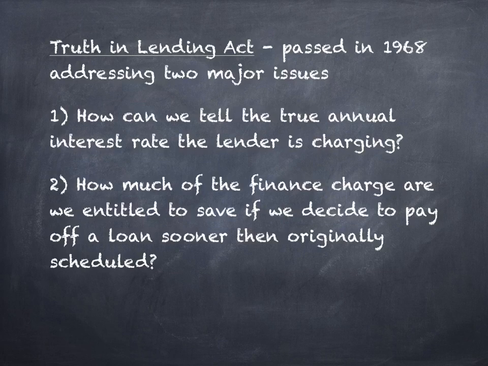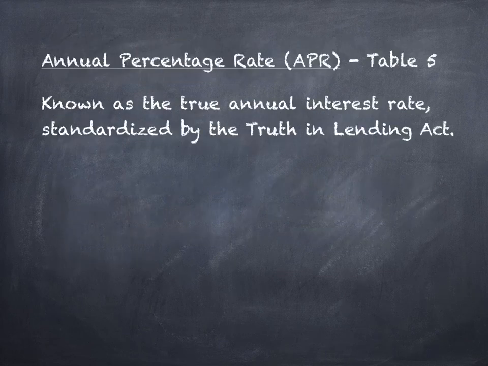This was an act passed in 1968. It addressed two major issues. So think reform of the system kind of deal. The first issue is how we can tell the true annual interest rate that the lender is charging. And then, how much of the finance charges are we entitled to save if we decide to pay off a loan sooner than originally scheduled? So if we pay it off early, how much money we don't end up having to pay of the originally scheduled interest, basically.